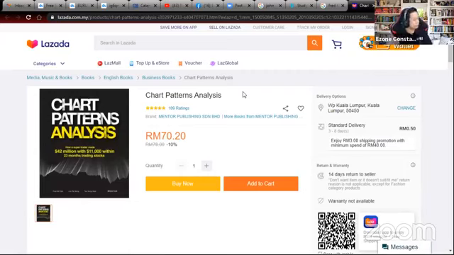So yes, you can get this book here, Chart Pattern Analysis. Roughly about 70 ringgit if you order. I think on Lazada you can get this book too. You can also go to fredtambookstore.com and get it directly from there if you want to.